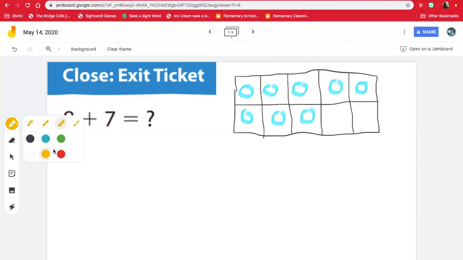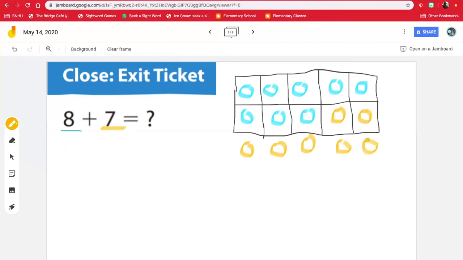Now I'm going to draw 7 yellow circles. So 1, 2, 3, 4, 5, 6, 7. I noticed that when I drew these, I have 1 ten because my 10 frame is full. So I have 10. What else am I going to add? I noticed that these yellow ones, even though they're not in the 10 frame, there's 1 in each row or column. And there are 5 columns.